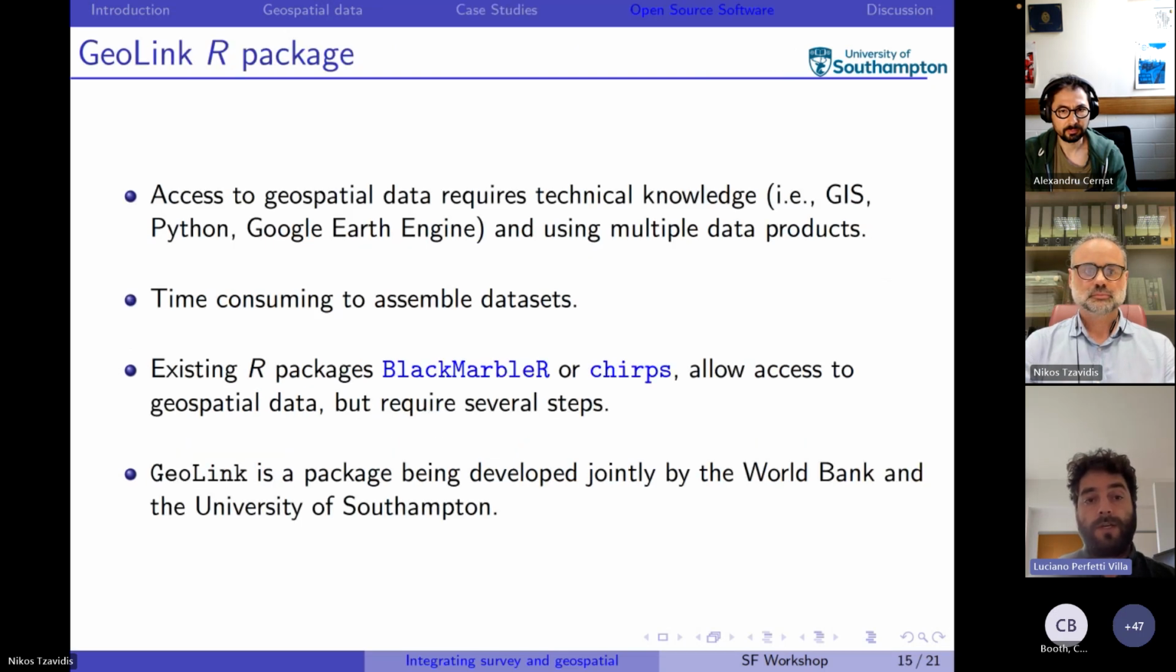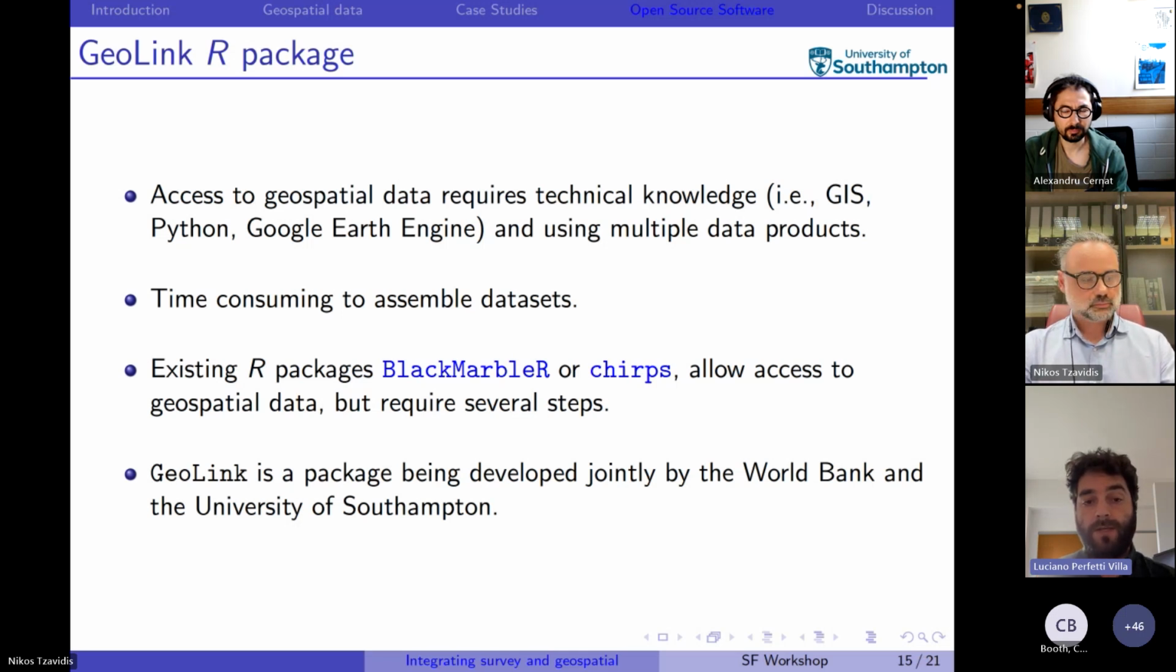Now, the other question that we had was how to obtain these variables. And I suffered during my first and second year of the PhD trying to obtain these geospatial variables, basically because you have to learn a little bit about, or have technical knowledge about, GIS, learn obviously Python, learn about Google Earth Engine, for example, and you have a lot of sources and data products to look for and to understand. And it's time consuming to assemble these data sets. Obviously, we have a lot of R packages and Python packages which do this for us, but you need a lot of steps in between. And again, it's time consuming.